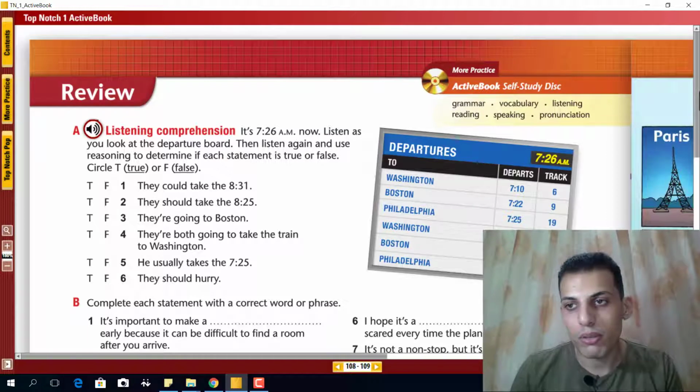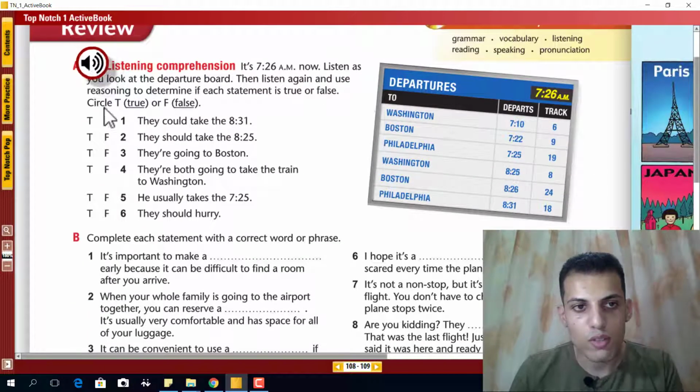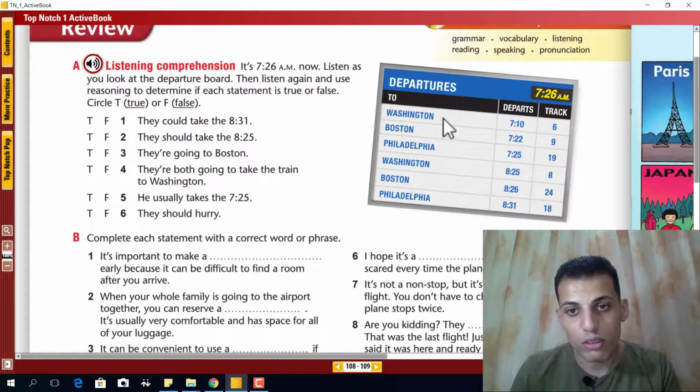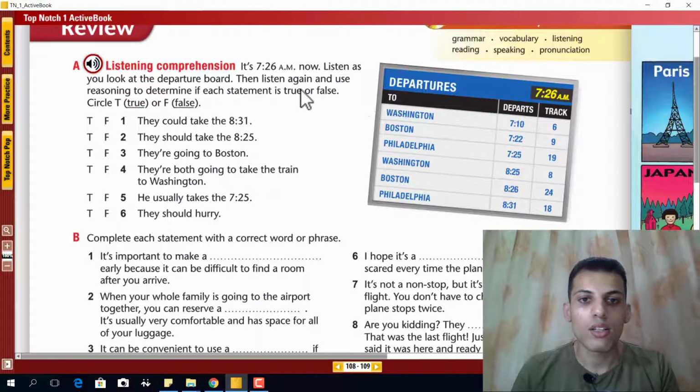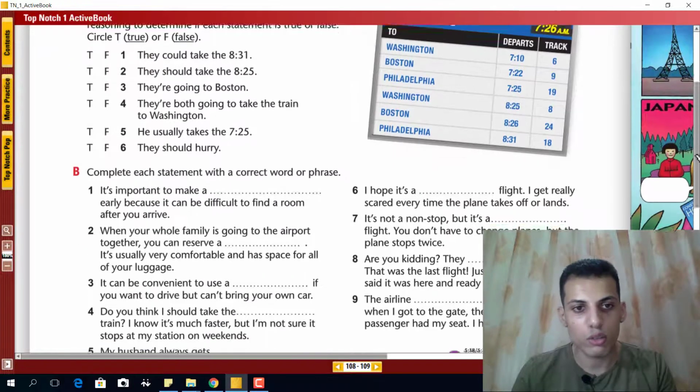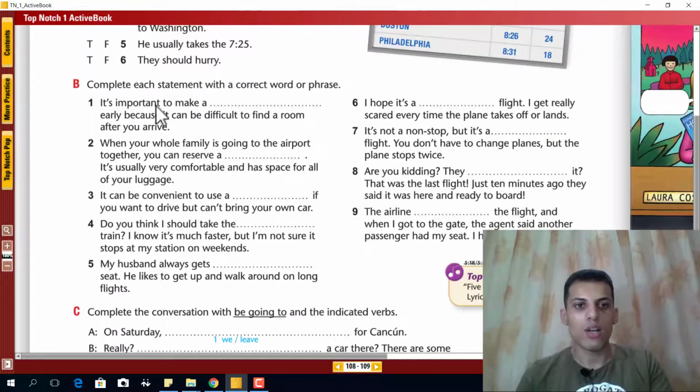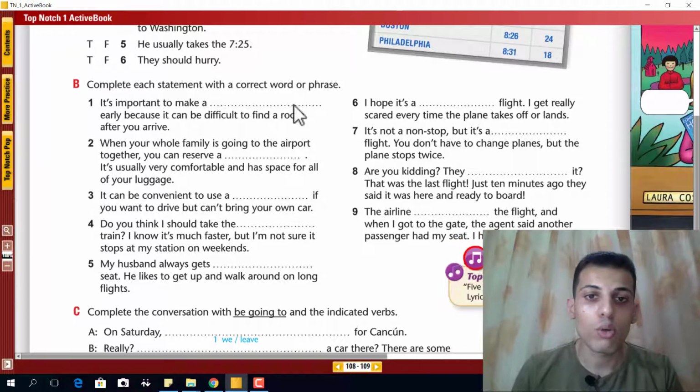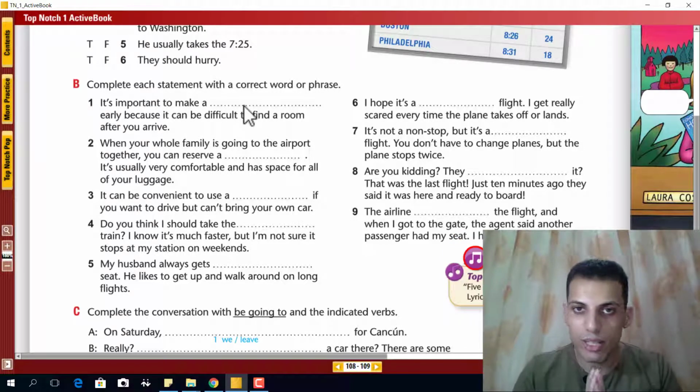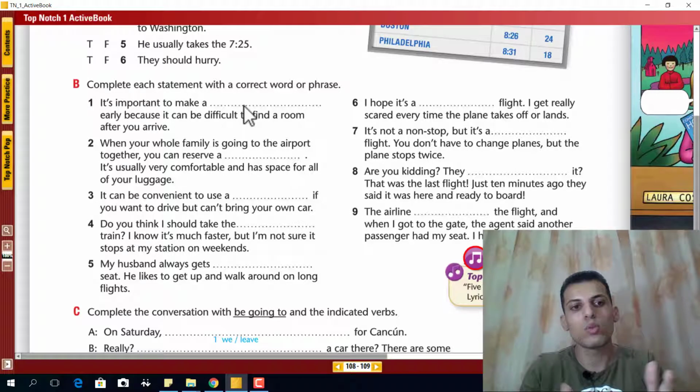Listening comprehension. Here you will also see this simple table. Listen, do you look at the departure board? Okay. That is the lesson again. I use reasoning to determine if each statement is true or false. Listen and decide true or false. Okay, so complete each statement with the correct word or phrase, using the vocabulary we learned in this unit.